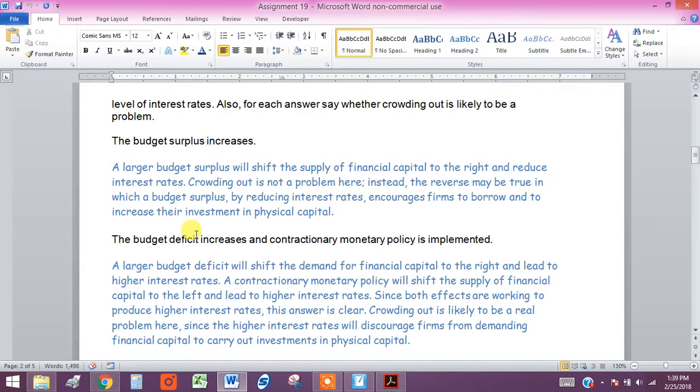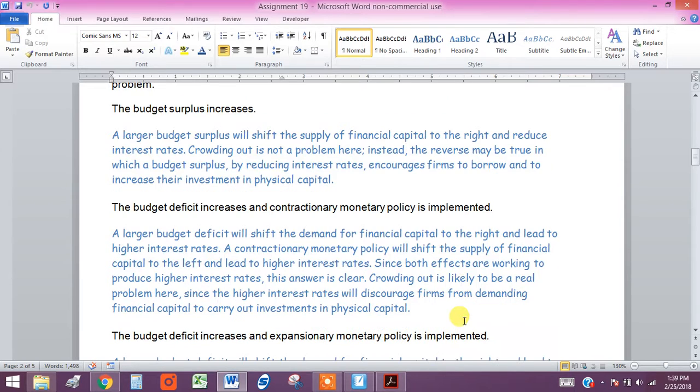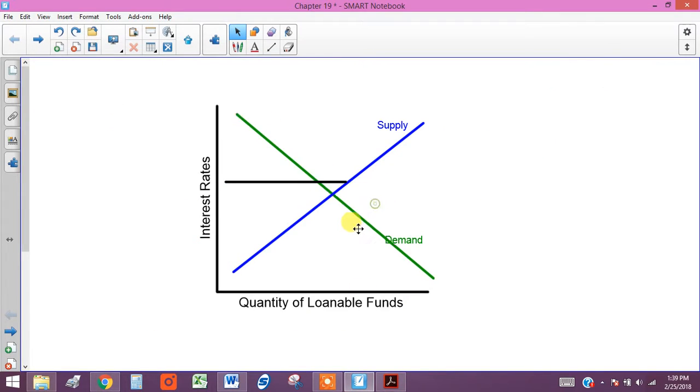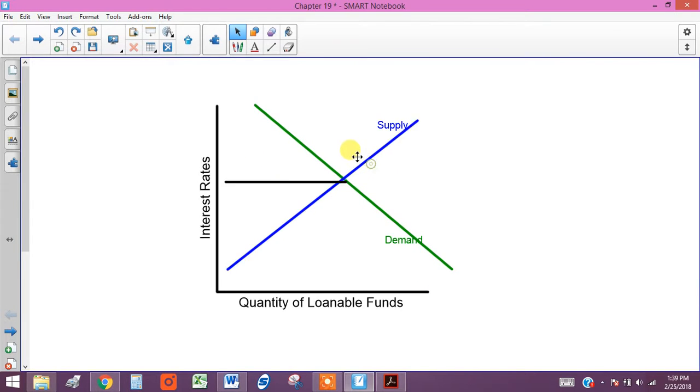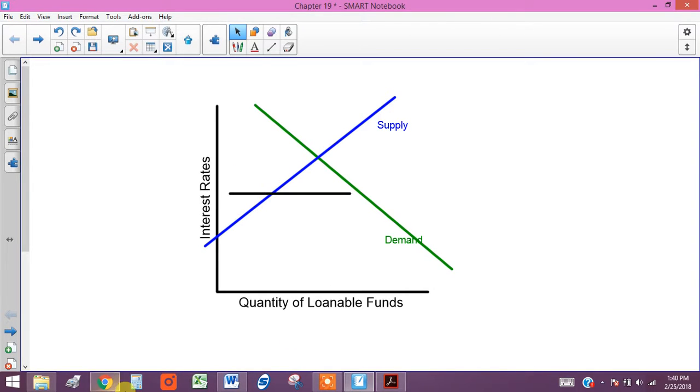So both of these events, the budget deficit getting higher and contractionary monetary policy, are going to cause our interest rates to go higher, and so we're going to have a crowding out. We're going to be discouraging firms from wanting to borrow money or demand financial capital. Because if we shift the demand to the right and supply to the left, it's just going to drive interest rates even higher. So that's what's going to happen there.